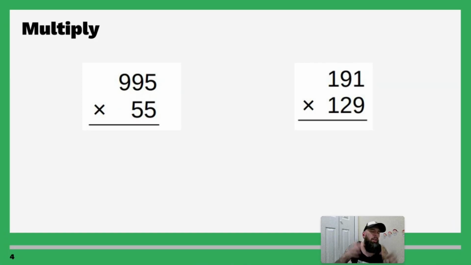5 times 5. Did I say 7? I think I said 7. I don't know. You just multiply these two numbers, carry over anything, multiply these two numbers, carry over and add, multiply these numbers, carry over and add.